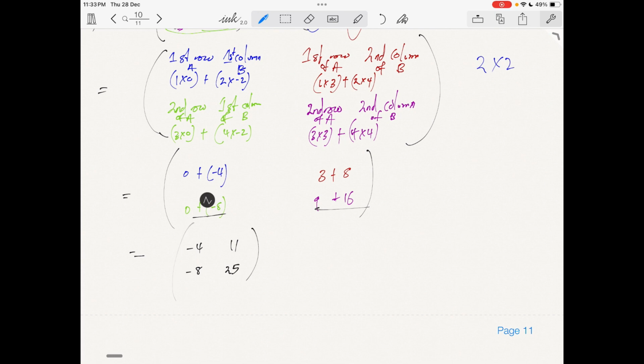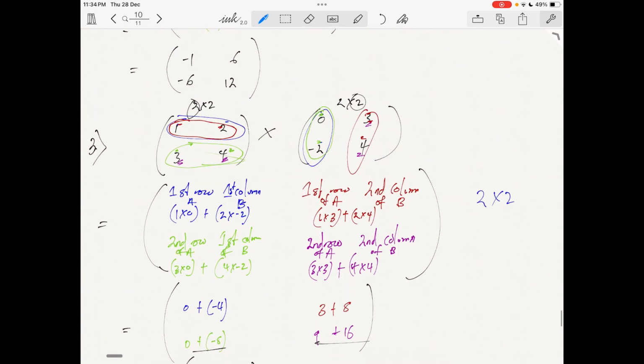With this, we have now simplified the multiplication between 2 by 2 matrices. I believe if we have any 2 by 2 matrices being multiplied by each other, we'll be able to deal with that accordingly. Now let's take another example.